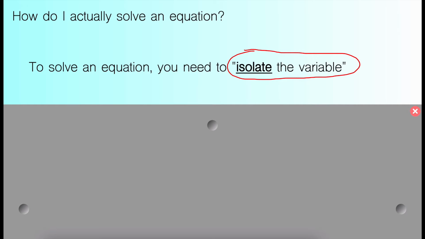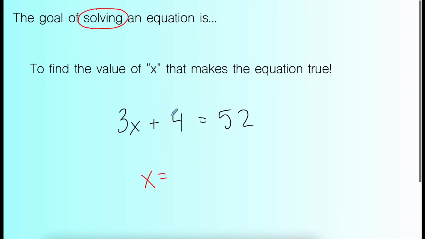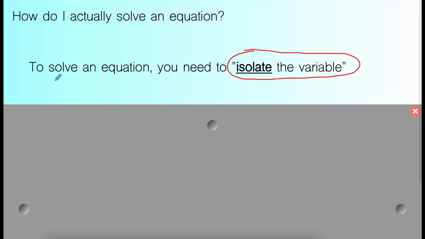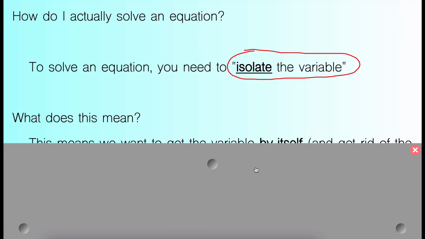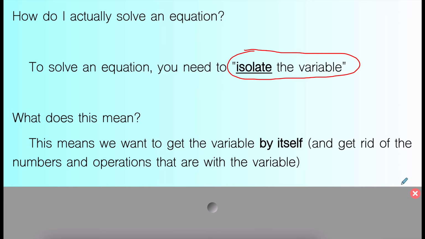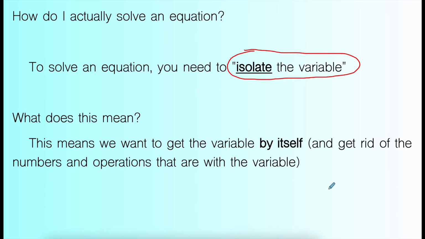So if we go back and look at this equation here that says 3x plus 4 equals 52, if someone told you to solve this equation, you need to isolate the variable, that means you need to get rid of the plus 4 and the times 3 so that x is the only thing that's by itself. And so what would be left over is x equals and then some number. So we got to get rid of all these numbers. So how do you solve an equation? You isolate the variable. And like we just said, that means getting the variable all by itself and getting rid of all the numbers and operations that are with the variable.